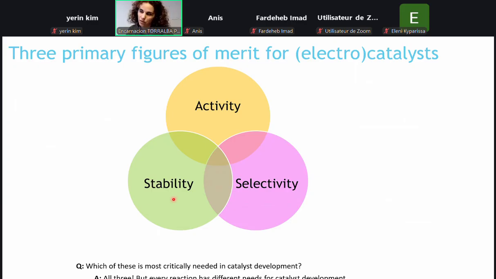I want it to be stable and I want it to be selective, because there is a lot of competition between the reactions. So if it is very active but it's producing a product that I don't care about, then again, it's not a good catalyst. So we need a catalyst to be active, stable, and selective. And this is not very easy, depending on the reaction that you target.